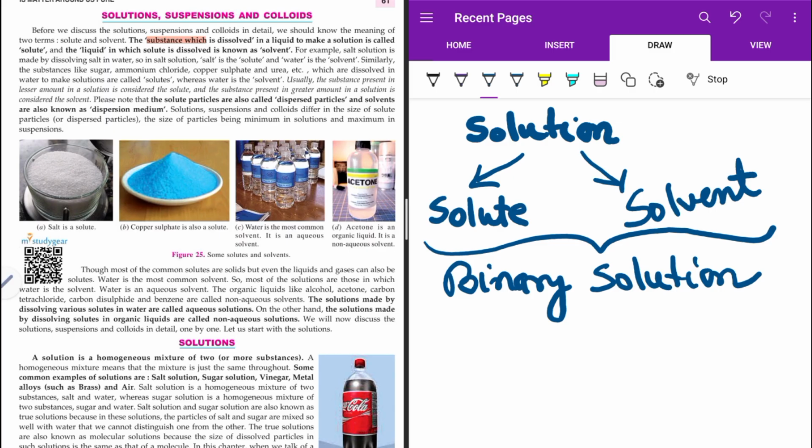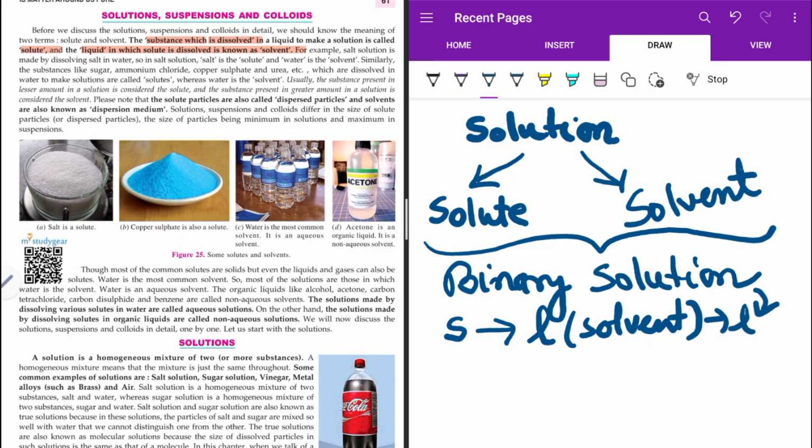Now the substance which is dissolved in a liquid is called the solute, and the liquid where you are dissolving the solute is known as the solvent. Now, if I take two components, it doesn't mean that it always has to be a solid solute in a liquid solvent. The type of solvent you are taking decides what type of solution it is. If I say it is a liquid solution, that means the solvent which I have taken is a liquid. So I can take a solid solute in a liquid to form a liquid solution.